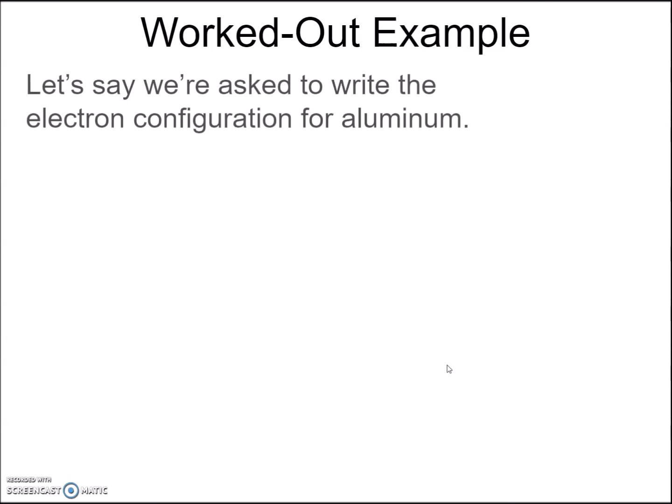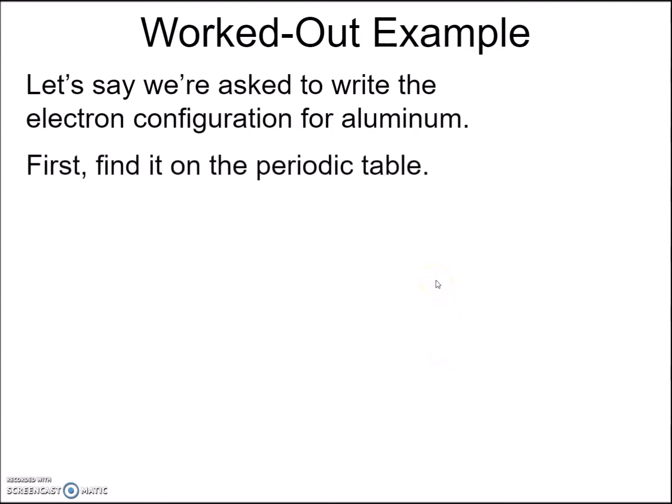Okay, let's try a worked out example and then 2 sample problems, and we'll turn you loose on your homework. Let's say that you were asked to write the electron configuration for aluminum. The first thing we would want to do is find aluminum on a periodic table.